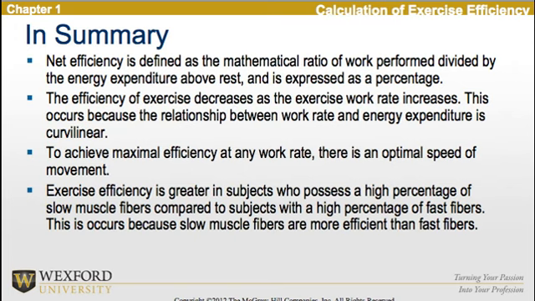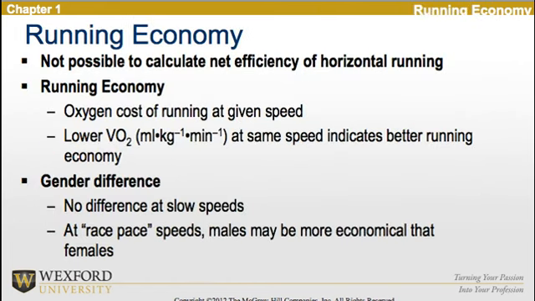Ultimately, exercise efficiency is greater in subjects who possess a higher percentage of slow twitch muscle fibers compared to subjects with a higher percentage of fast twitch muscle fibers. This occurs because slow twitch muscle fibers are far more efficient than the fast twitch muscle fibers.